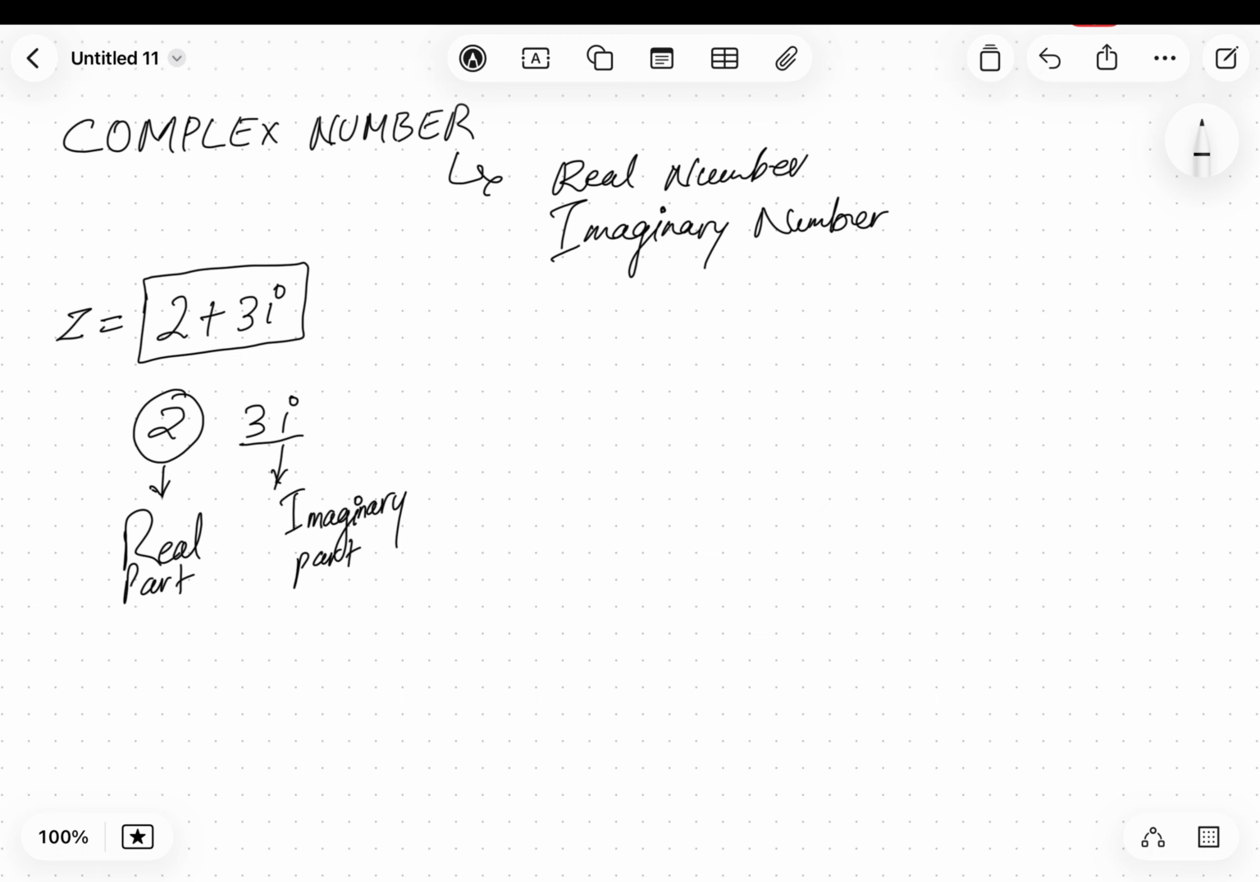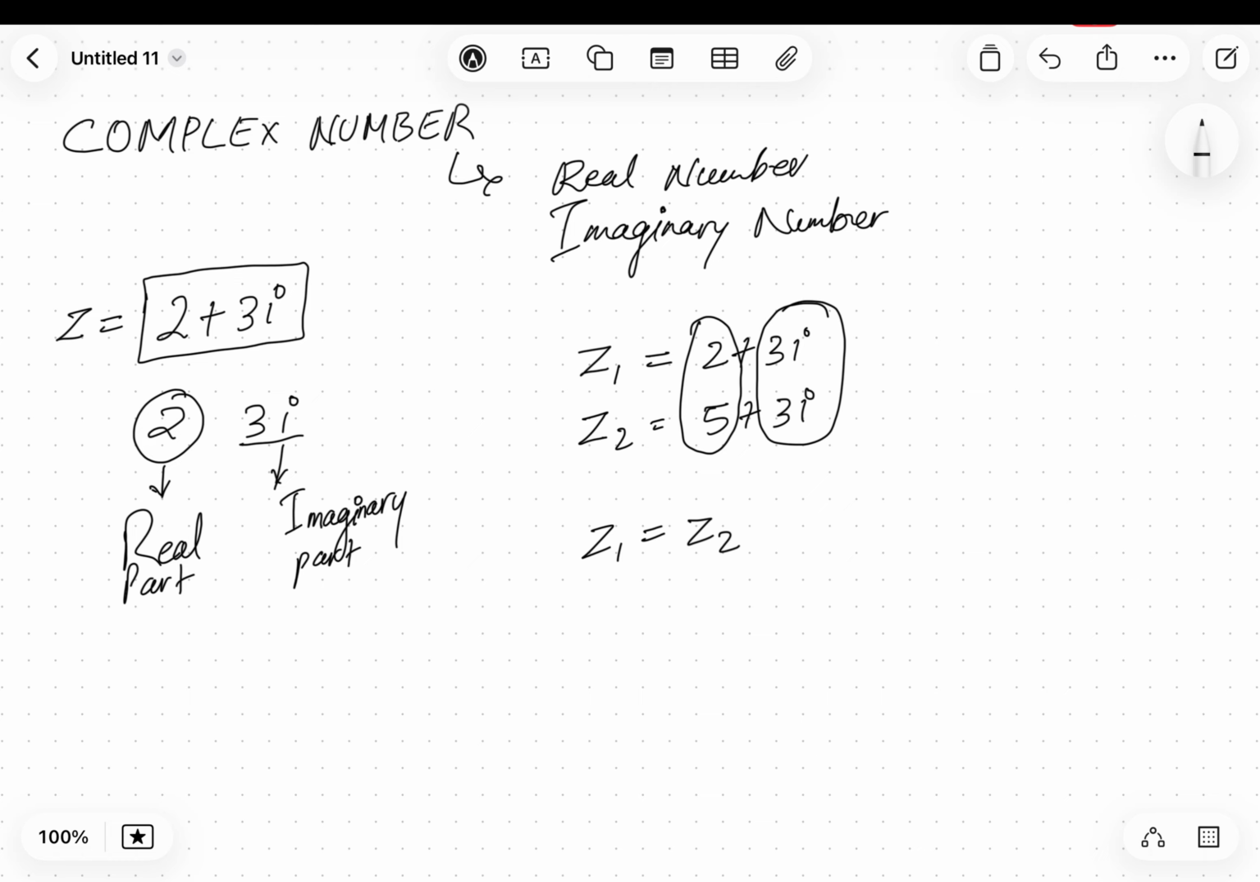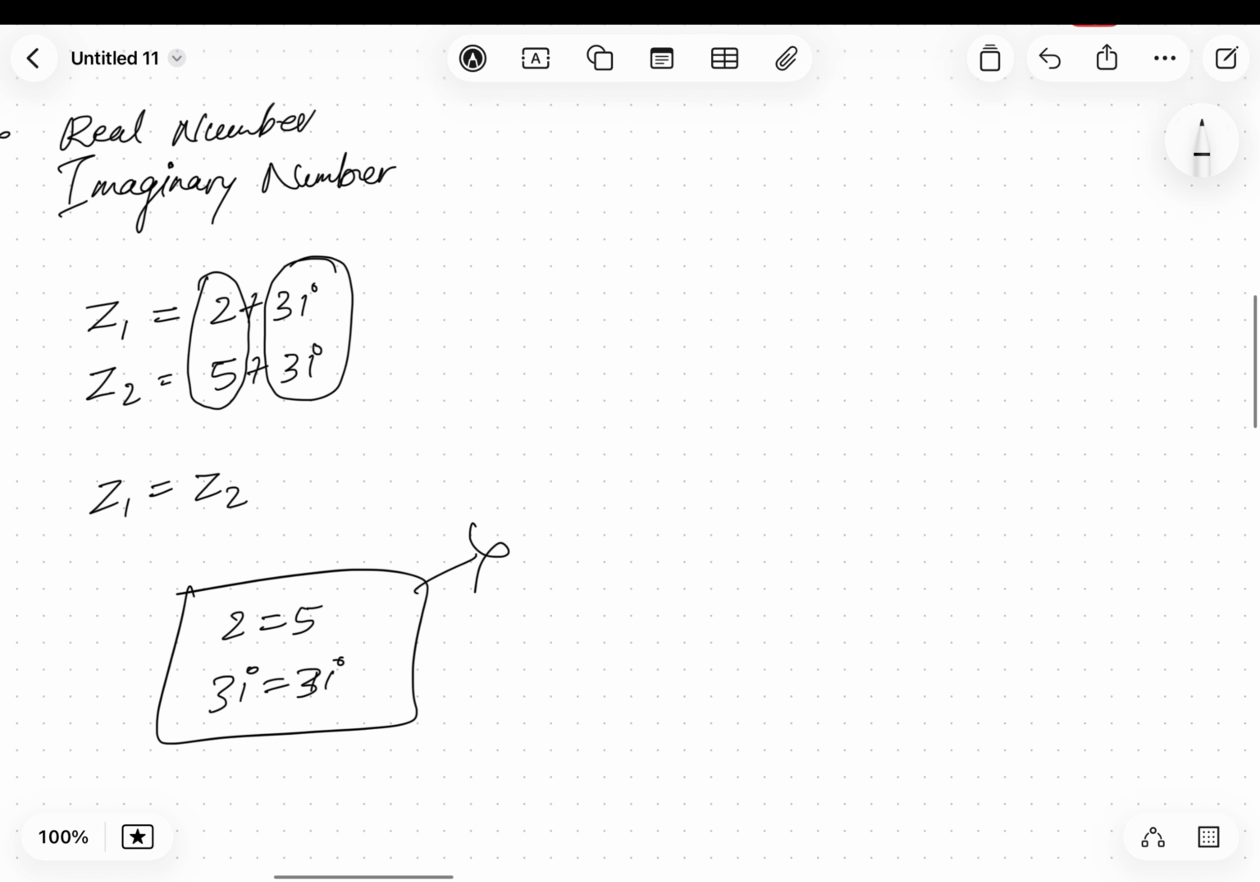Before we start, let me tell you that if we have two complex numbers, suppose z1 that is 2 plus 3i, and the second one z2 that is 5 plus 3i, and if z1 is equal to z2, then its real part will be equal and its imaginary part will be equal. So 2 will be equal to 5, and 3i is equal to 3i. On this concept, let's solve an equation.